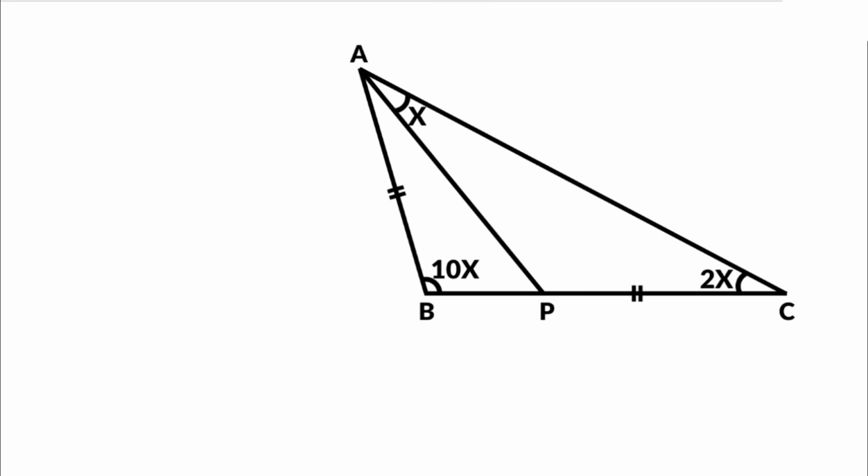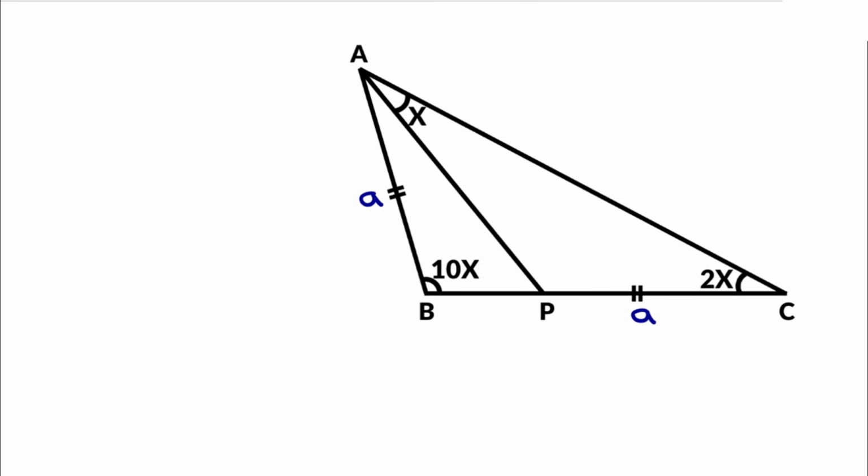Let's begin with the figure. We have triangle ABC. Point P lies on the base BC, dividing the base into two segments. Now let's look at the information we're given. Side AB has the same length as segment CP. For convenience, let's call that common length A. So AB equals A, and CP also equals A.